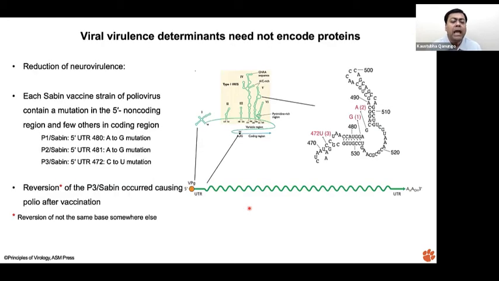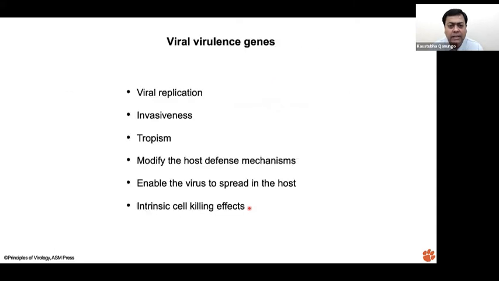Since all these viral virulence factors are genes, that means the virus is going to produce a protein with the help of the cellular machinery. And that protein is the virulence protein, which will actually do this. But the virulence determinant doesn't have to be a gene. It could be just a sequence in the viral nucleic acid.